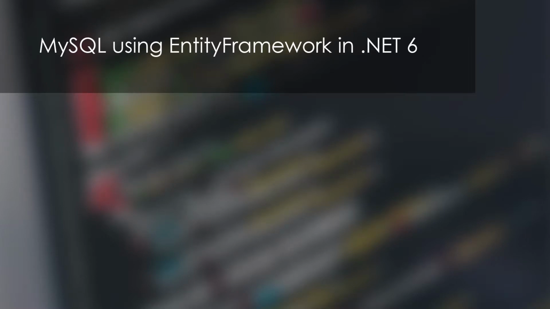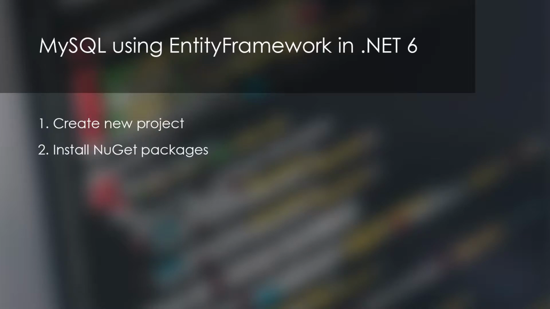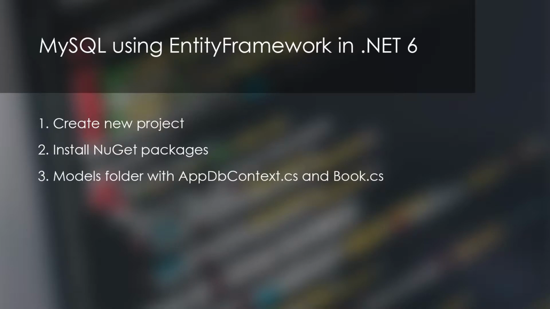Hello and welcome to this tutorial where I will show you how you connect to a MySQL database using Entity Framework in a .NET 6 application. The steps we need to follow is to create a new project, and I will just create a new simple web app for that. Then we need to install all the correct NuGet packages. Then we will create a models folder containing two files called AppDbContext and a file called Book.